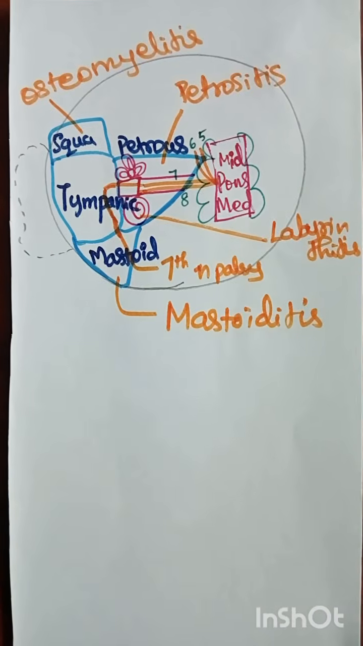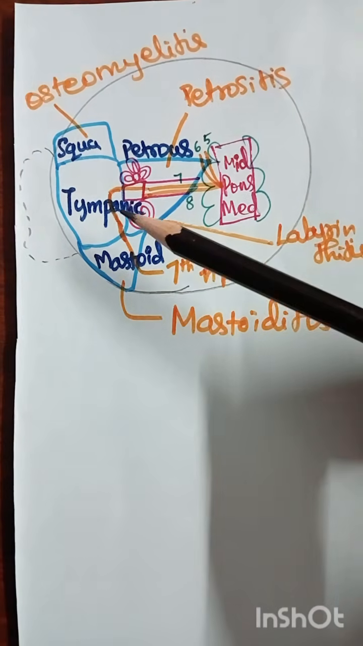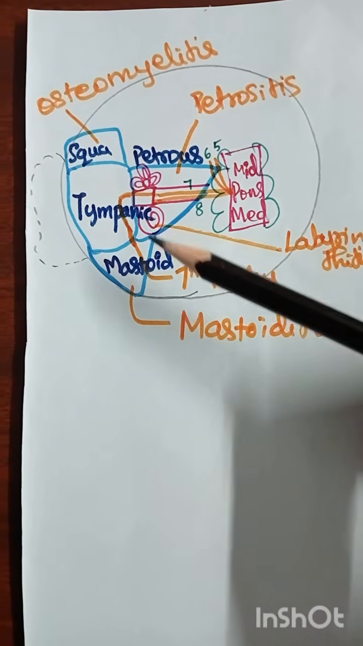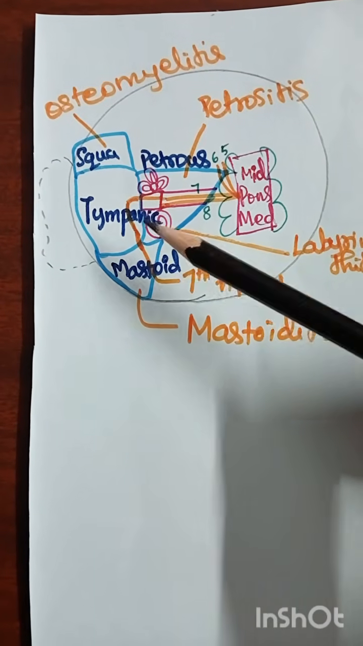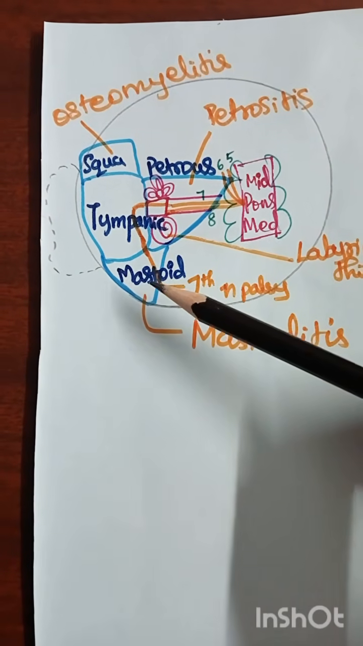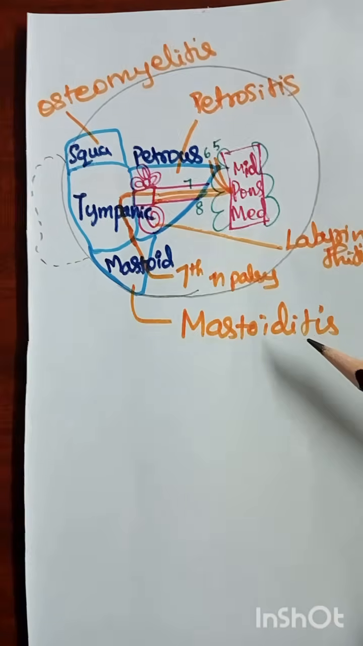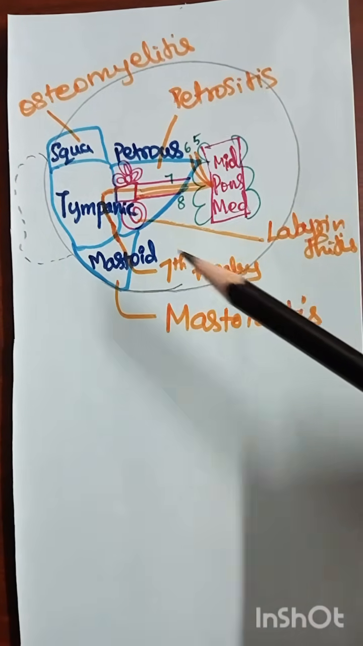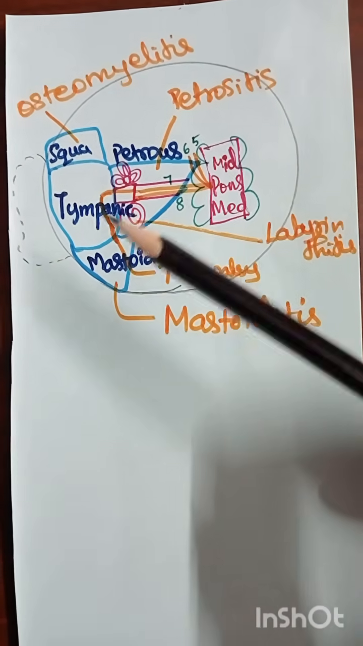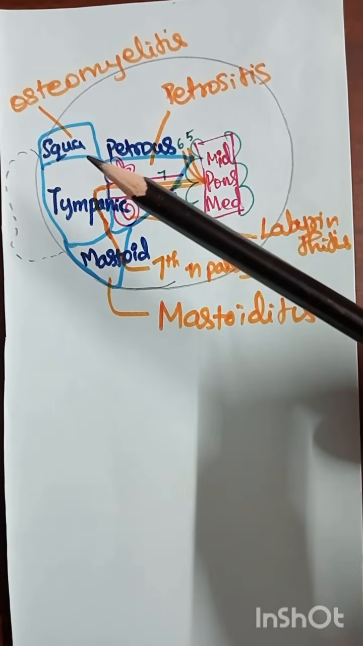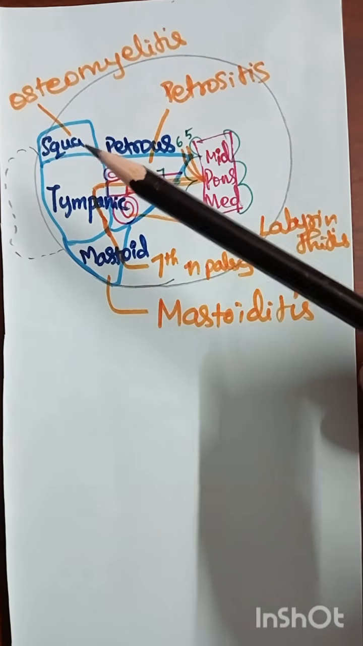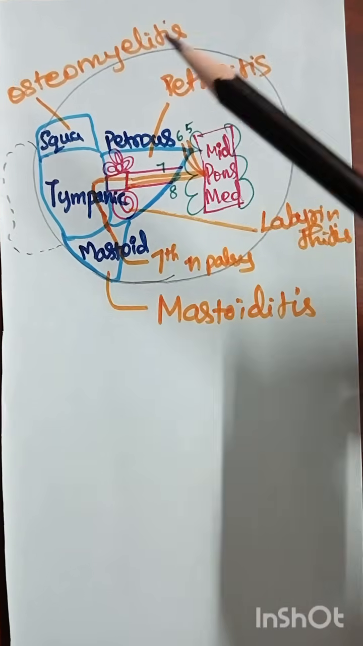Whenever we have a middle ear infection, the disease can spread from the middle ear. Most commonly, the infection spreads from the middle ear to the mastoid, and we call it mastoiditis. If it spreads to the inner ear, we call it labyrinthitis. If it goes to the petrous part of the temporal bone, we call it petrositis. And if it spreads to the squamous part of the temporal bone, we call it osteomyelitis.